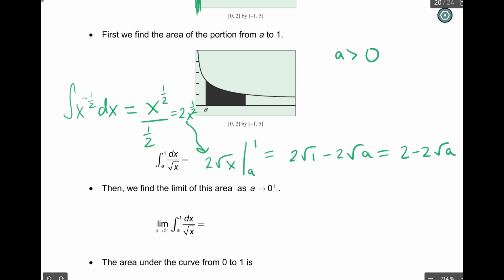Okay, that's fine. And then let's take the limit as a approaches 0 from the positive side. So this is going to be the limit as a approaches 0 from the positive side of 2 minus 2 square root a.